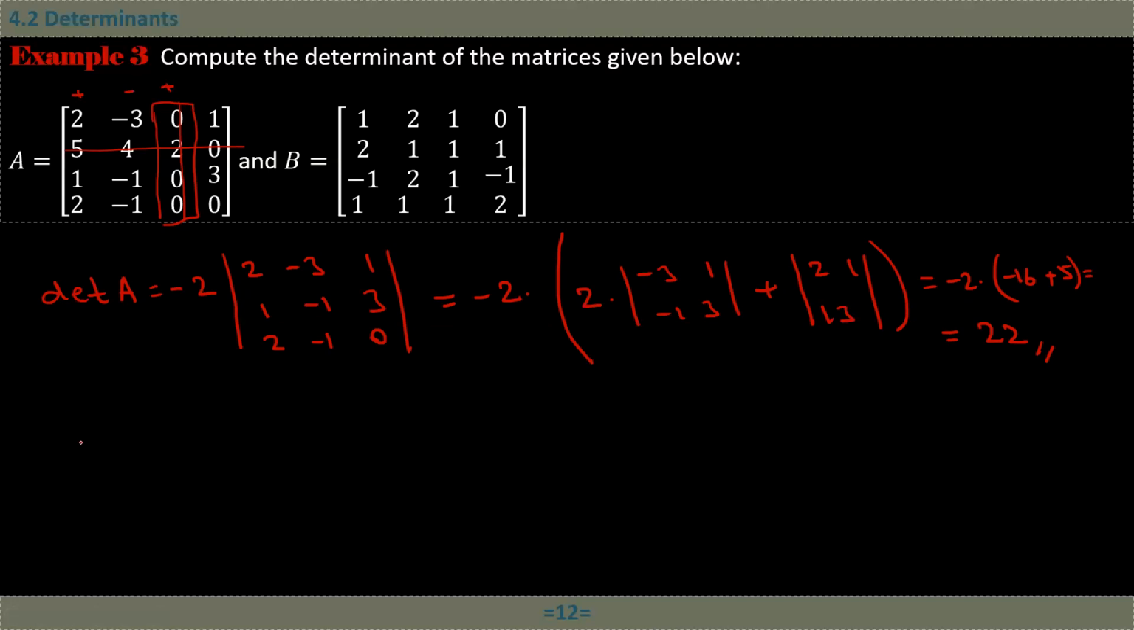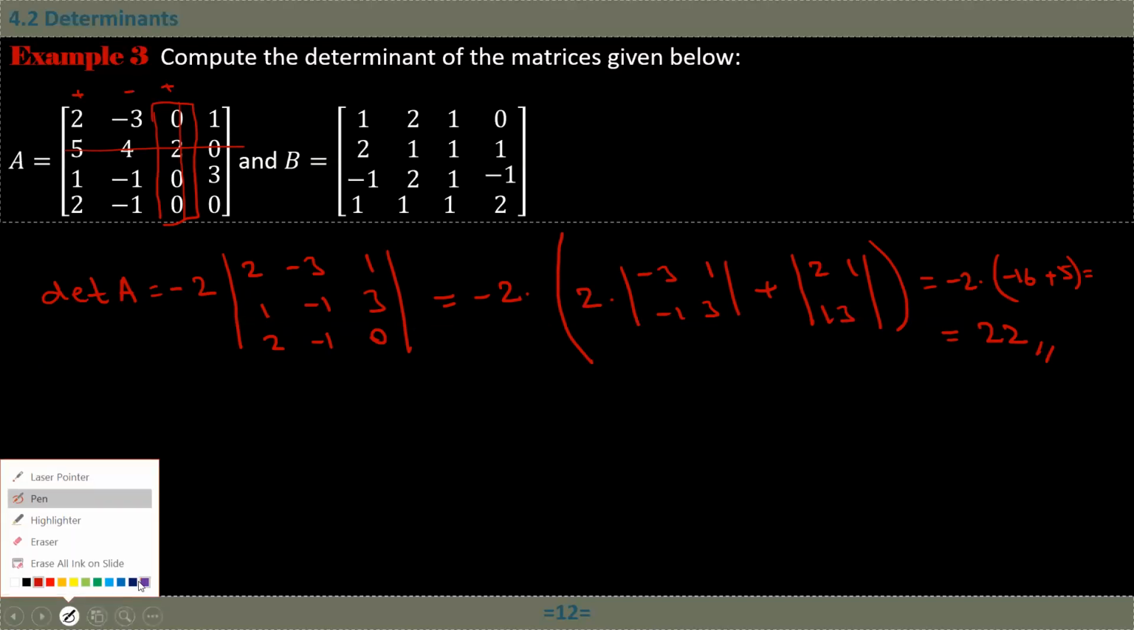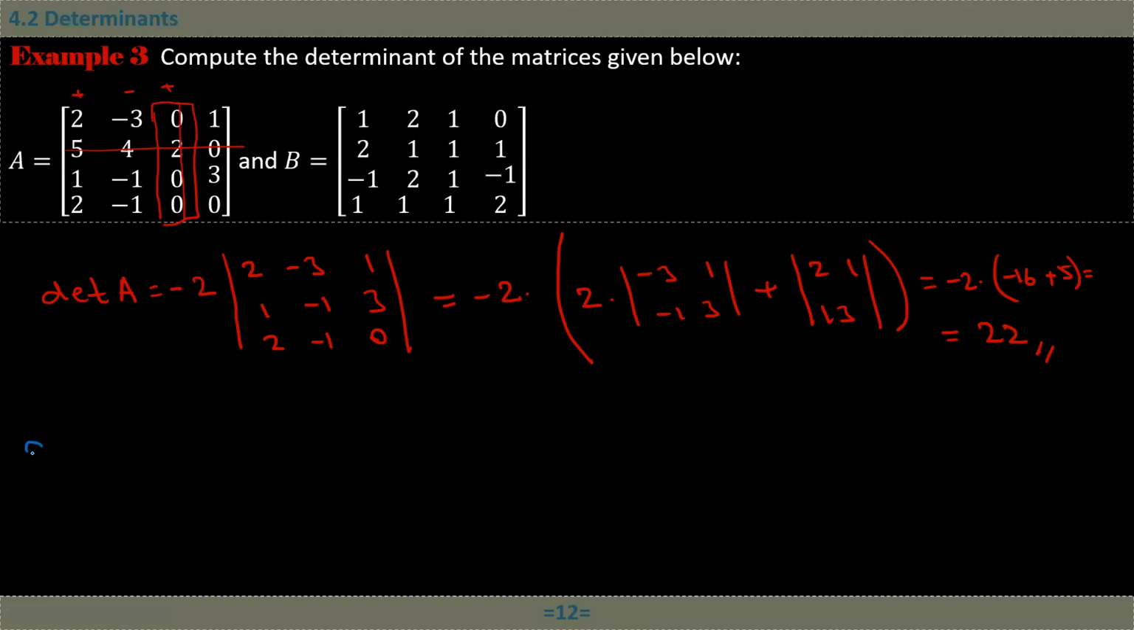And how about B? How about determinant of B? Maybe I should use different colors so you can see that these are different questions. Here only the first row contains 0. Let me just use this one. Let's compute the determinant by cofactor expansion along the first row. So here we have 1.